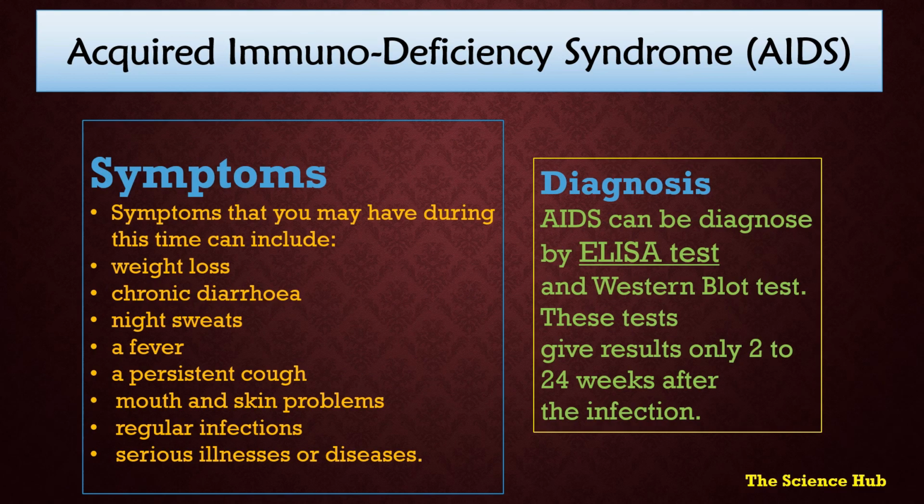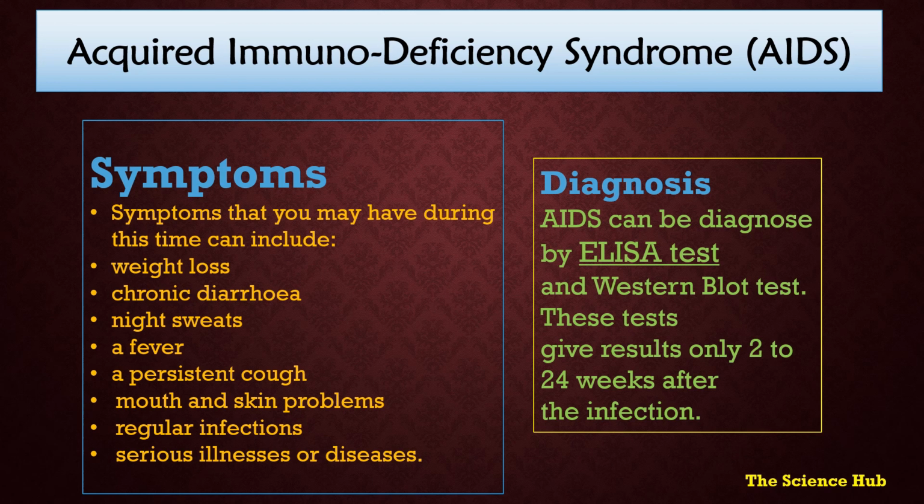Then here we can see its symptoms and diagnosis. Now first of all we will see what are the symptoms. The symptoms include weight loss, chronic diarrhea, night sweats, a fever, persistent cough, mouth and skin problems, regular infections and serious illness or diseases.